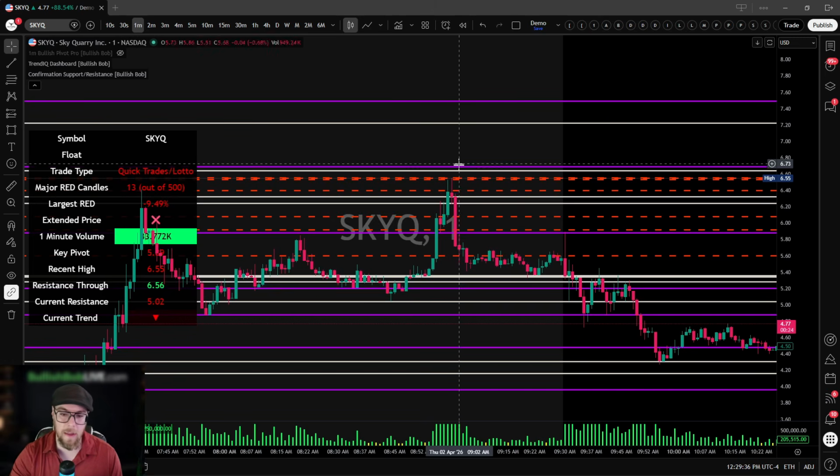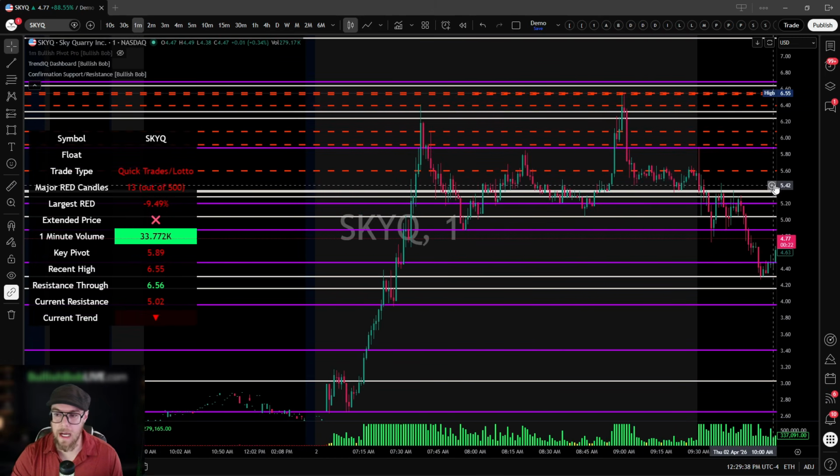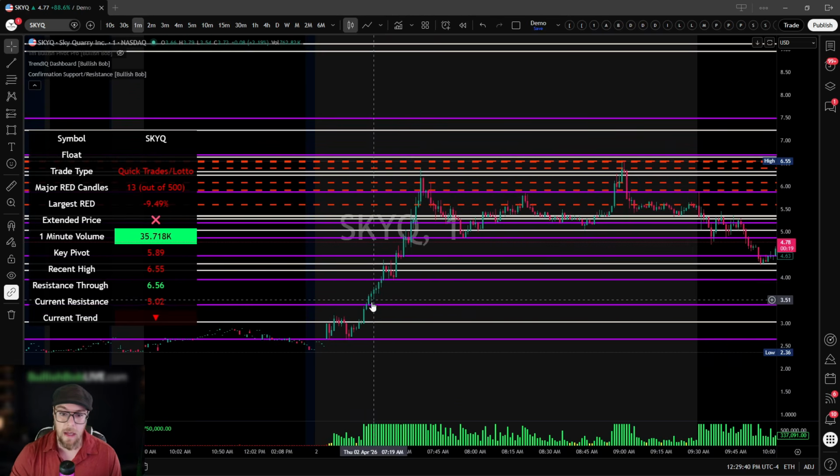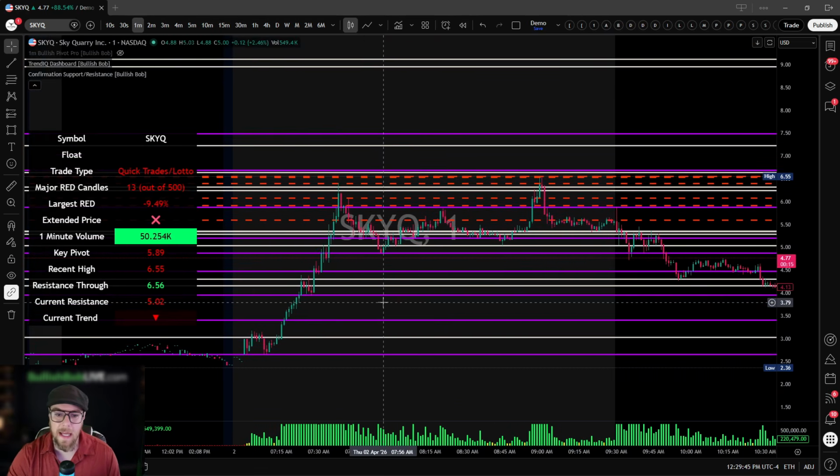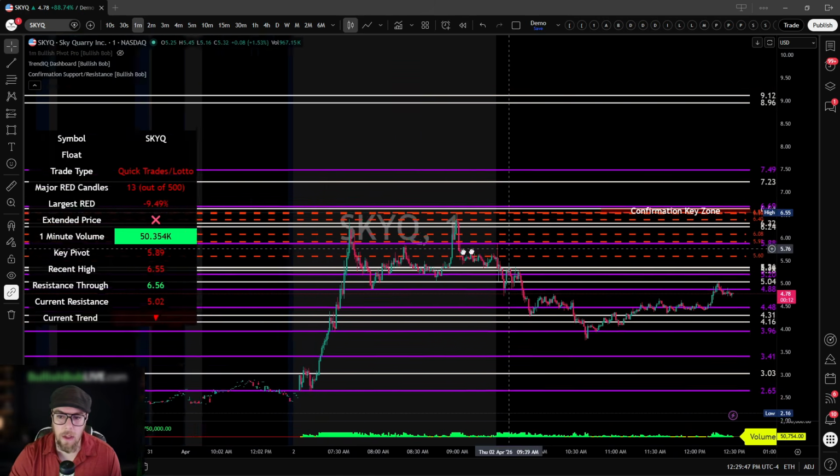This was a long play that I'm speaking of, but if you were on the short side, of course, there's some opportunity there too, but I'm sure short traders on the move up were getting caught in something nasty too. But regardless, SKYQ bumped its head into our cluster of resistance.